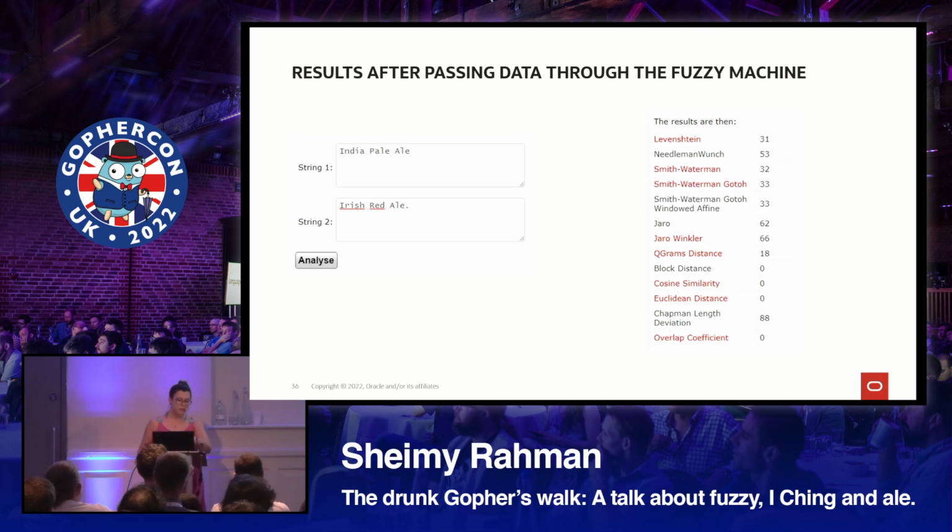So I compare 2 strings, India pale ale and Irish red ale, and sorry if I don't speak properly, it's the name of the ale, not beer. What the fuzzy machine tells me is that the length deviation is 80%. I think everyone here knows what a red ale or a pale ale is. But me, as a Brazilian, I didn't know until 3 months ago the difference between beer and ale, I swear.